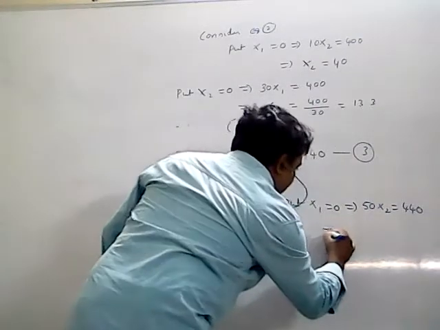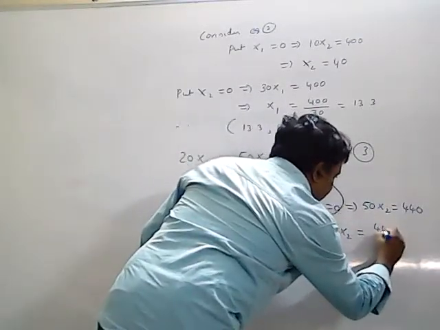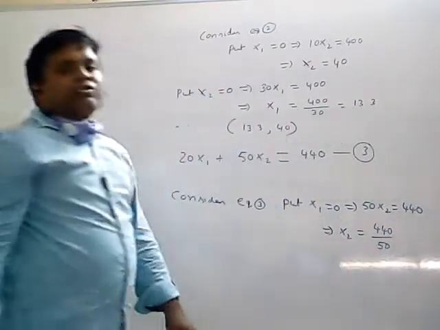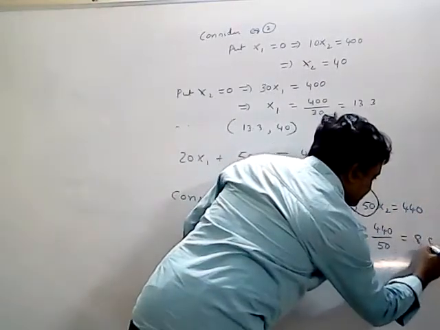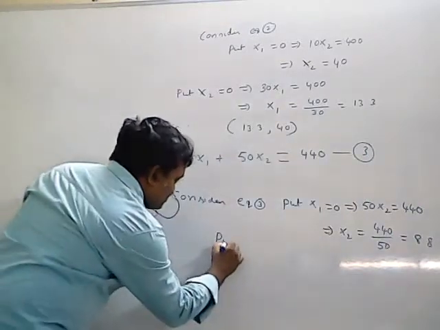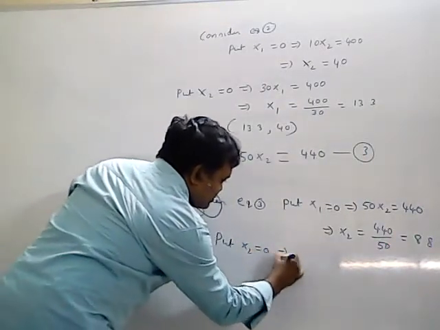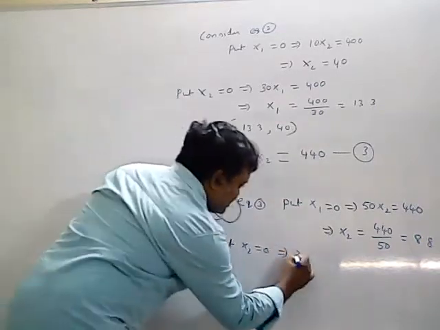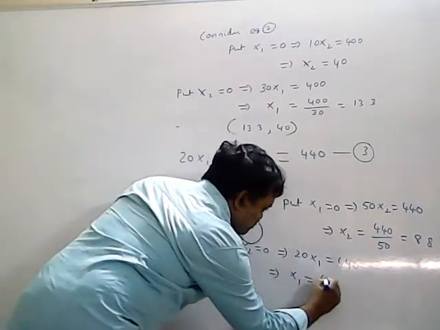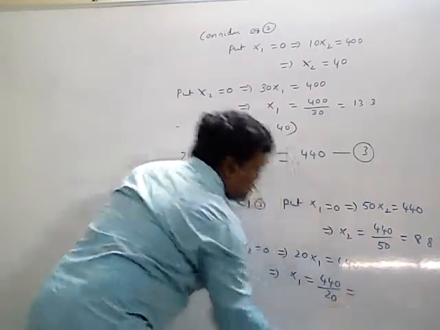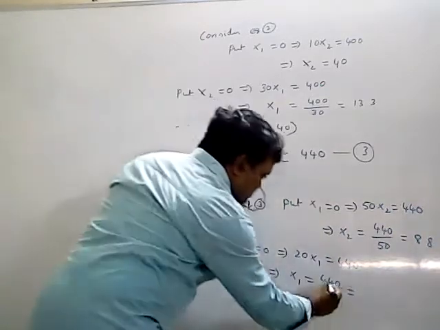That means you have to calculate the x2 value. So x2 equal to 440 divided by 50. You can use the calculator. You will get 8.8. Same, put x2 equal to 0. Then we get 20x1 equal to 440. So x1 equal to 440 divided by 20. 440 divided by 20 is nothing but 22.